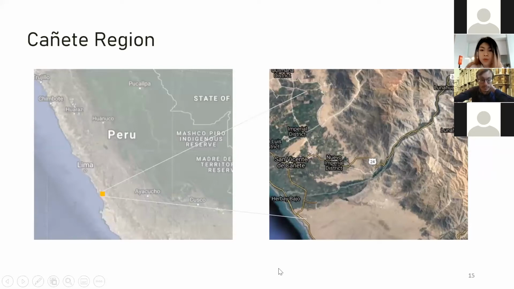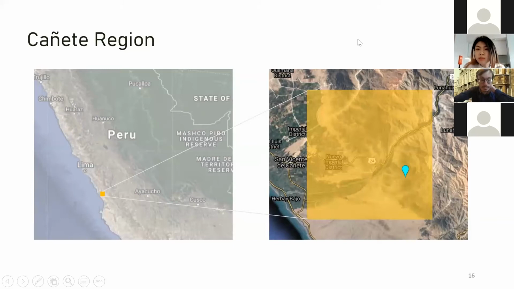So here is the Cañete region. I chose to analyze a small part of it. And the blue marker here is an example pixel, which I'll use to illustrate the filtering method.